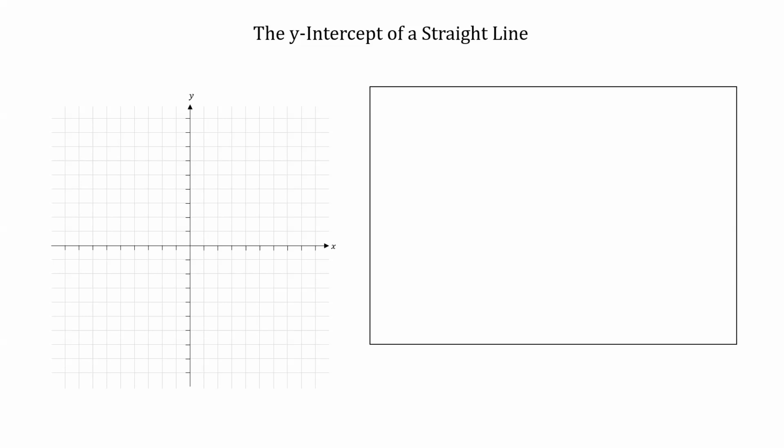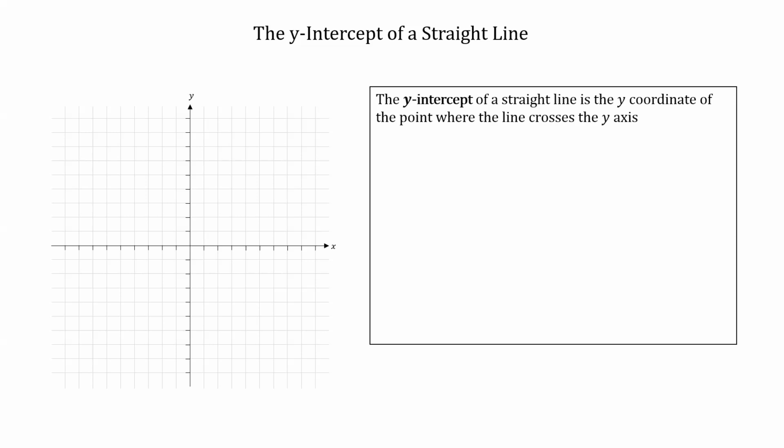In this video we're going to look at the y-intercept of a straight line. Now the y-intercept of a straight line is the y-coordinate of the point where the line crosses the y-axis. So any straight line on a set of axes will cut the y-axis at some point, and we call the y-coordinate of that point the y-intercept.